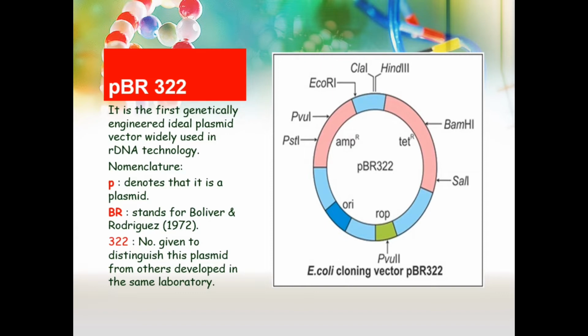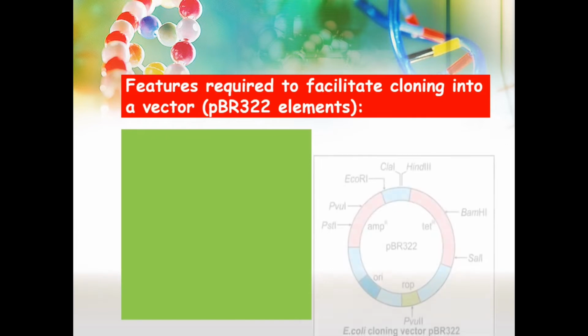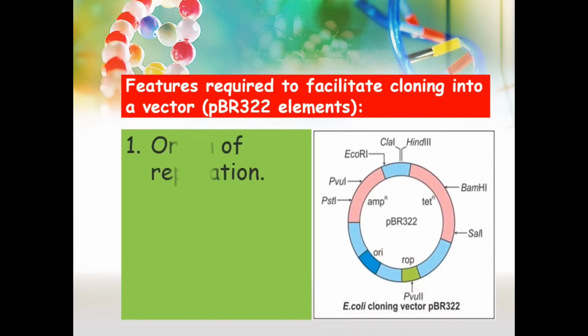Why is this an ideal plasmid? Why are we not using the natural plasmids which are found in bacteria? Because there are certain features which these scientists introduced in this plasmid which make it more suitable to be used in recombinant DNA technology. So let's study the features required for cloning into a vector.